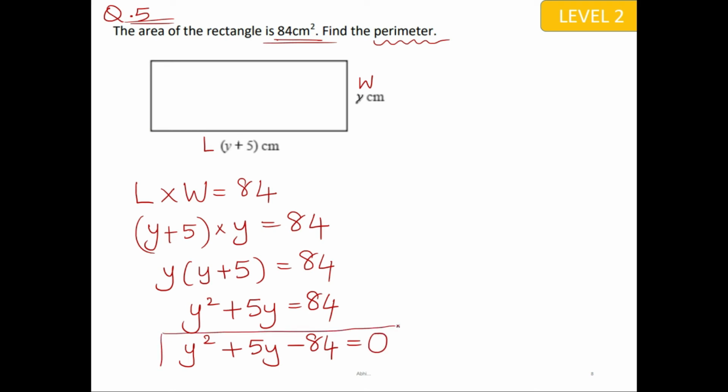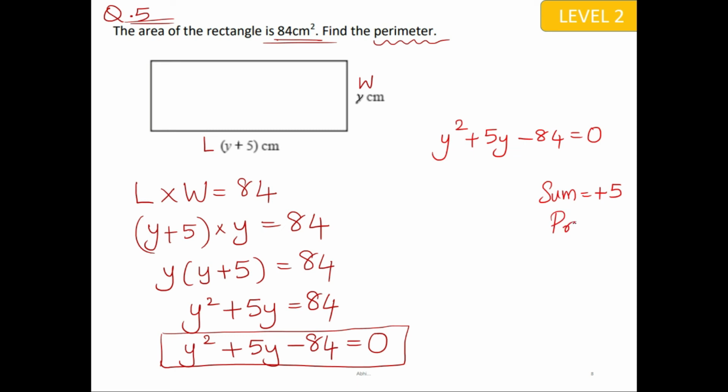So here I'm going to use the sum and product method. For y squared plus 5y minus 84 equals 0, my sum is going to be plus 5 and my product here is negative 84. I'll be looking for the pair of numbers that can give me a product of negative 84 and a sum of 5. So I get 7 and negative 12, or you have 12 and negative 7. Then you have 2 and 42. Be careful with the signs.